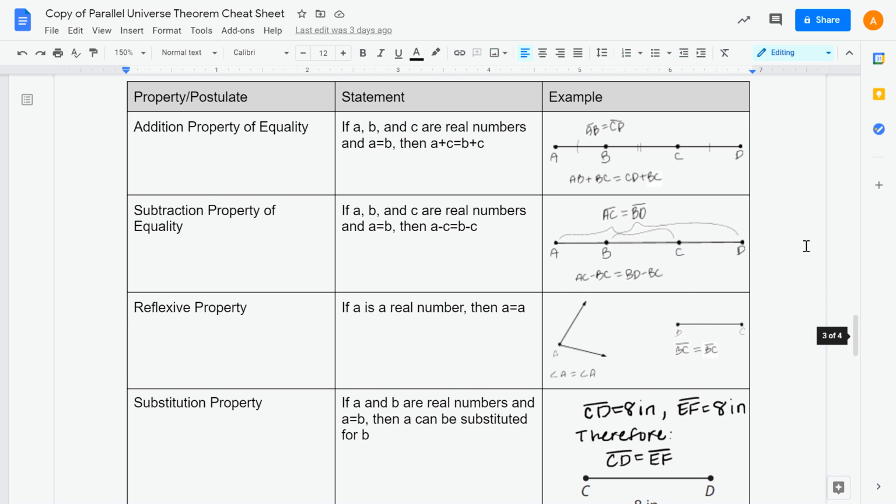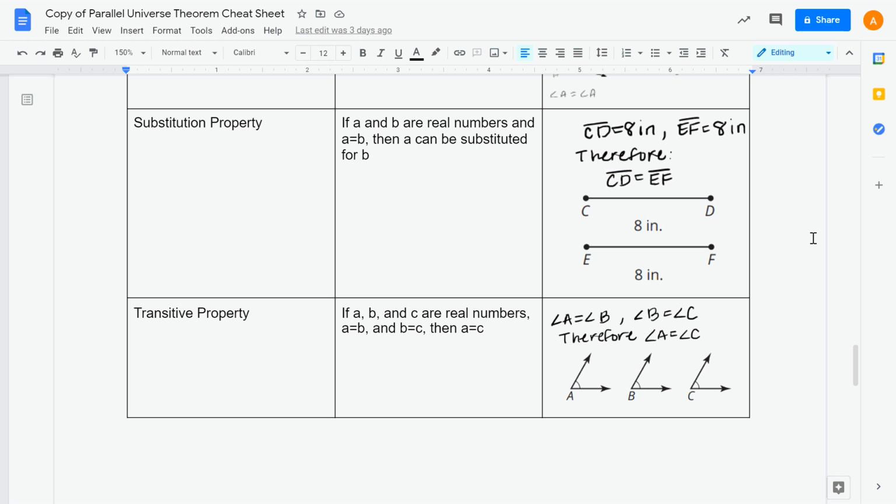As we scroll down to see the substitution property, remembering that it is very similar to our transitive property. The only slight difference here is the substitution property says if we have two things that are equal to the same thing, then they are equal to each other. In this case, if I had line segment CD was 8 inches, and I know that segment EF is 8 inches, then they must be equal to each other as well.